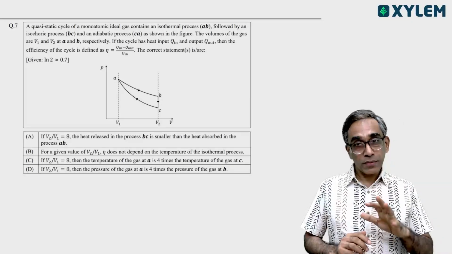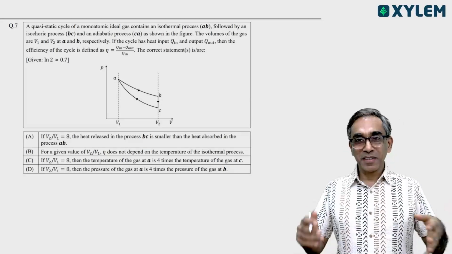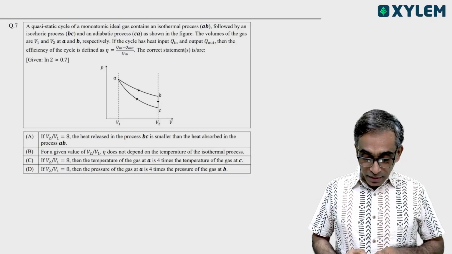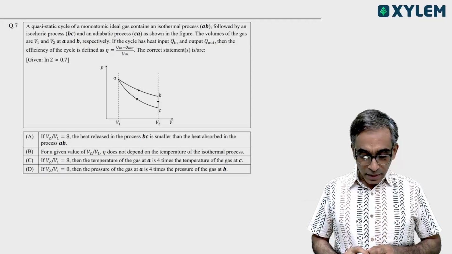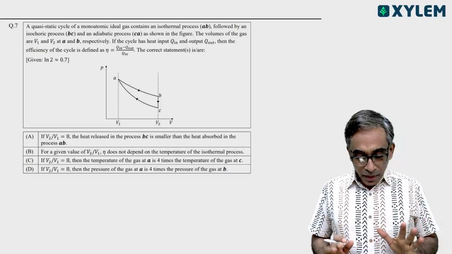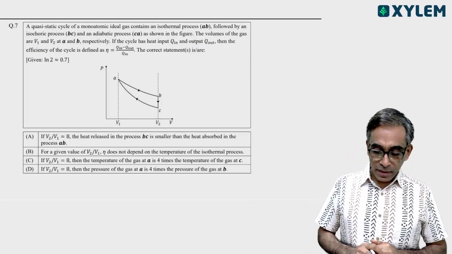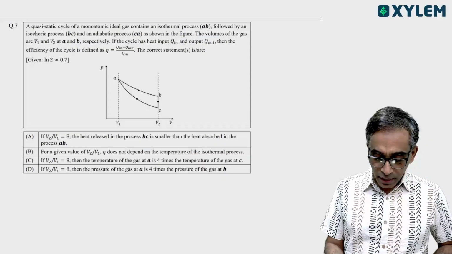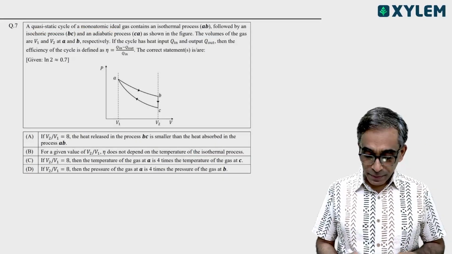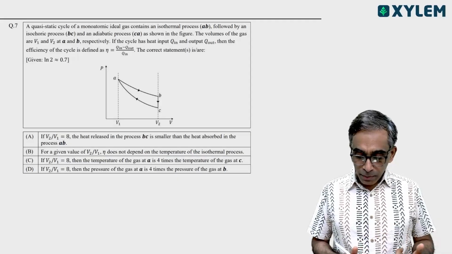This is a question from thermodynamics. You see a PV diagram there. Yes, it's a PV diagram. Must be careful. A quasi-static cycle of a monoatomic ideal gas contains an isothermal process.